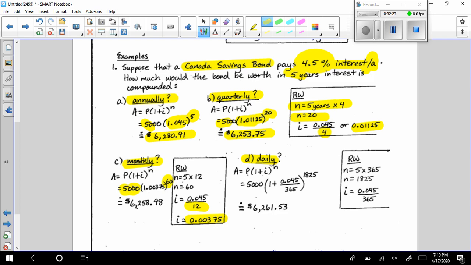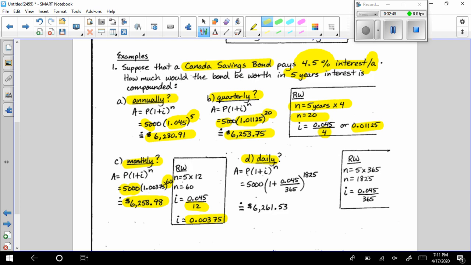Putting that into my calculator gave me a slightly higher amount than what it would have earned in Part B. Again, the more frequently that the interest is calculated, the higher the total amount will be at the end of the period of time.